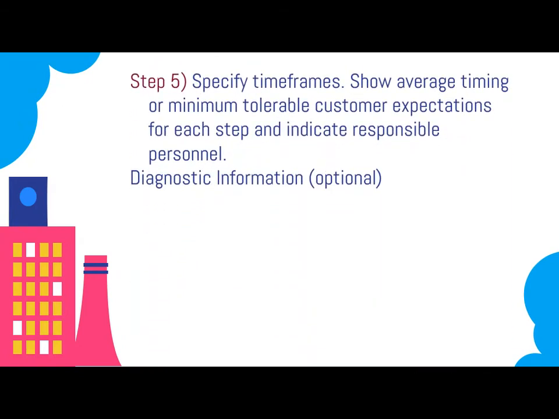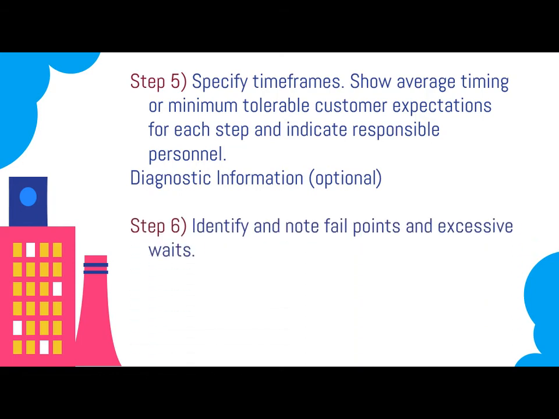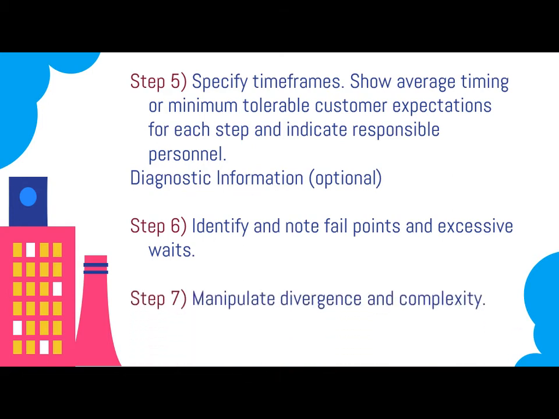Next is step number 5. Specify timeframes. Show average timing or minimum tolerable customer expectation for each and every step and indicate responsible personnel. Diagnostic information, which is again optional. Step number 6. Identify and note fail points and excessive waits. Step number 7. Manipulate divergence and complexity of the service.